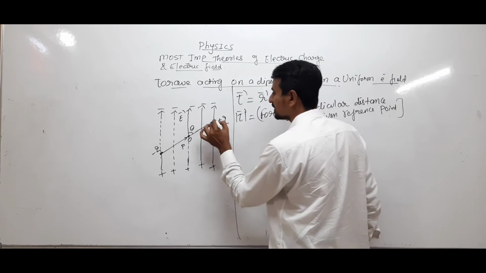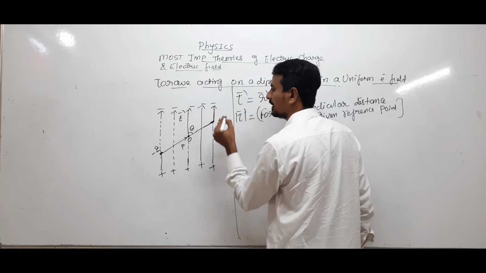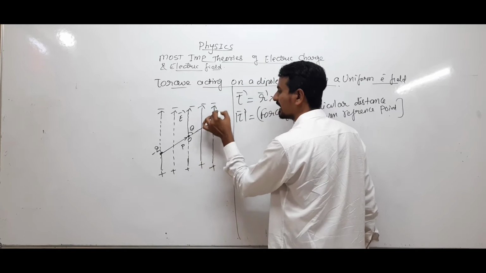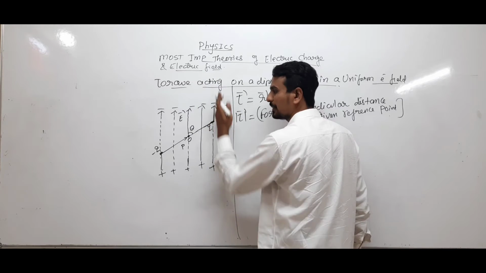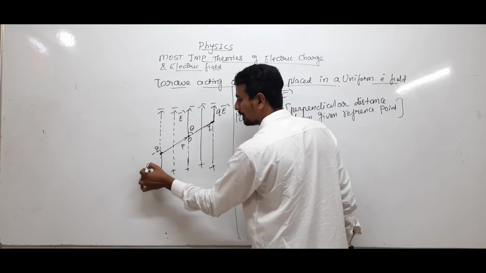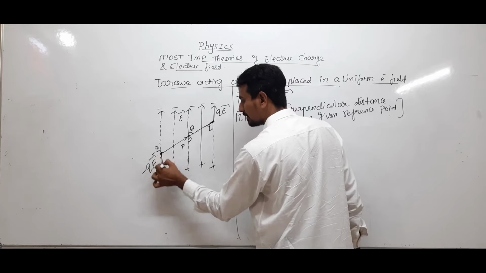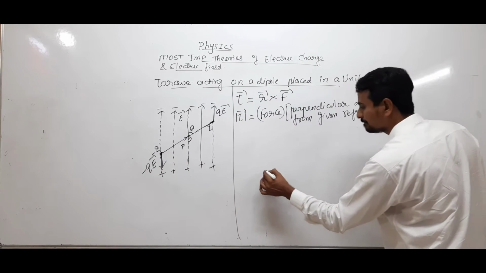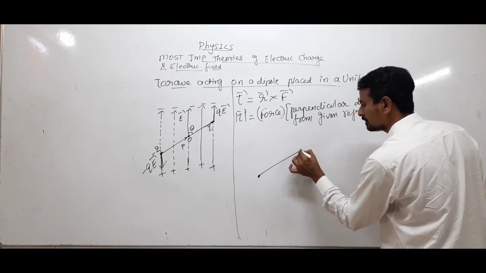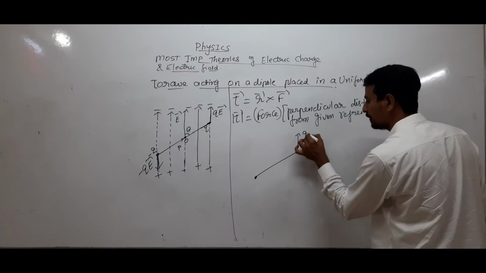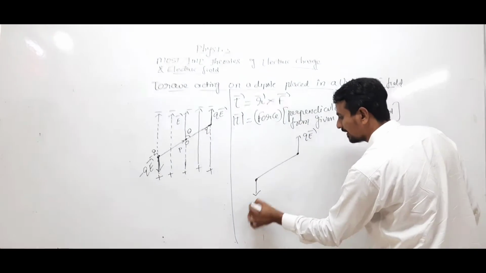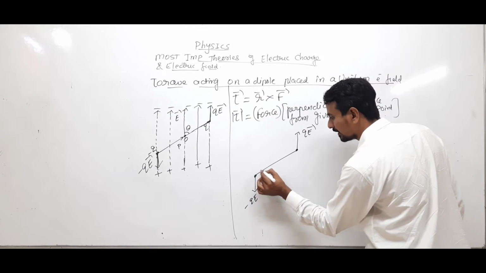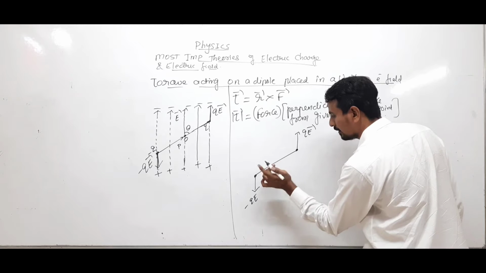So the force is QE, where E is the electric field and Q is the charge. The force on the positive charge is QE and it will be in this direction. The force on the negative charge will be minus QE and it will be in the direction opposite to the electric field. So this is the case. This is force QE, this is force minus QE. The total distance is 2a.